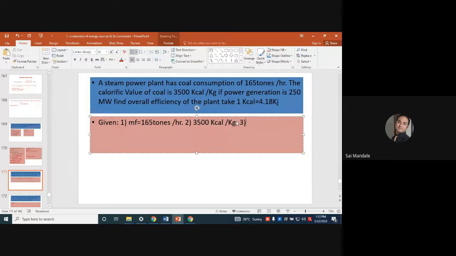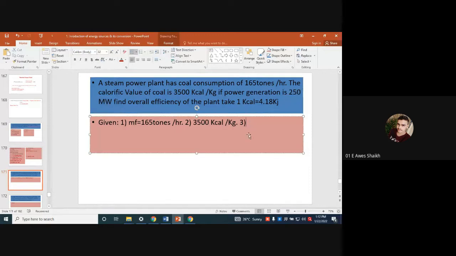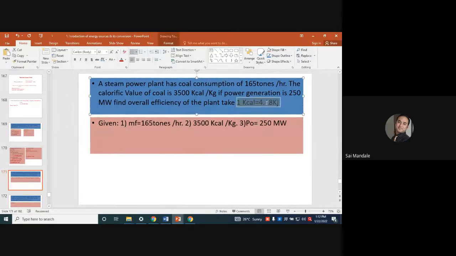Power generation. Power generation means what? 250, PO, yes, power output. Perfectly correct. Power output is given to you, 250 megawatt. Very good. And find overall efficiency, and take 1 kilocalorie equals, this is also given.